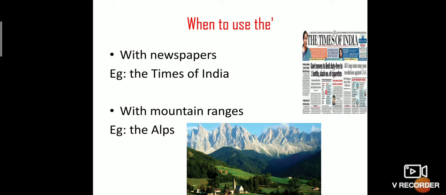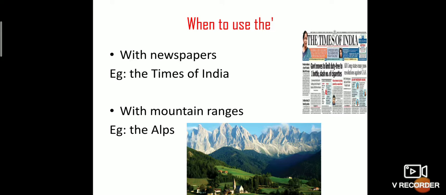And with the name of mountain ranges, children, you just have to understand one thing over here. I'm not talking about mountain. I am talking about mountain ranges. In the picture, if you could see, the Alps is a collection of mountains. So it's a group of mountains. Alright. So with the group of mountains, we use the.